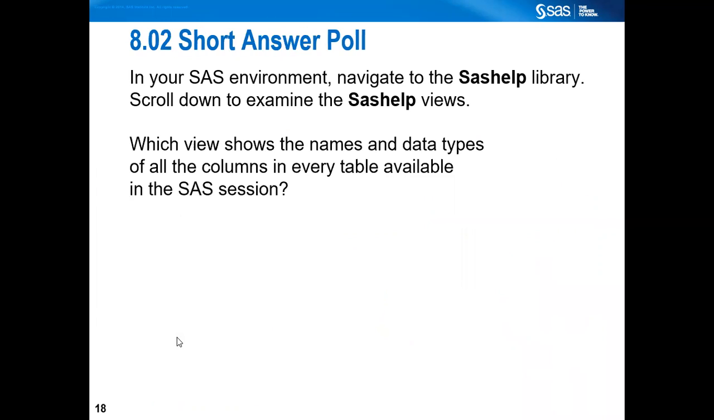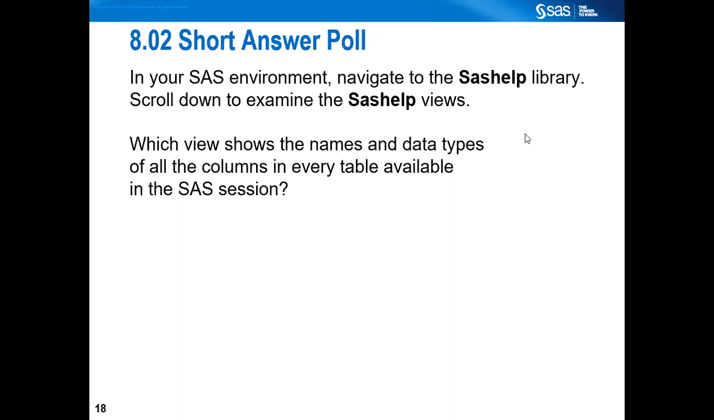Now the question here is, in your SAS environment, navigate this view, which is SAS help. Which view shows the names and data types of all the columns in every table available in the SAS session? So in short, they are asking you what is the name of the view if you want to query the information for columns in SAS help library.